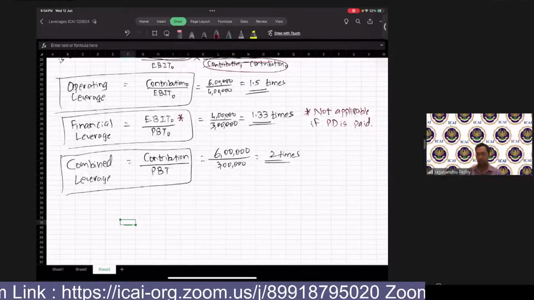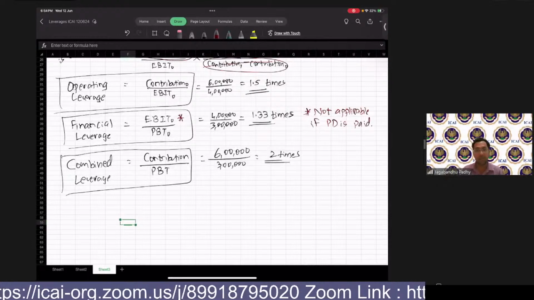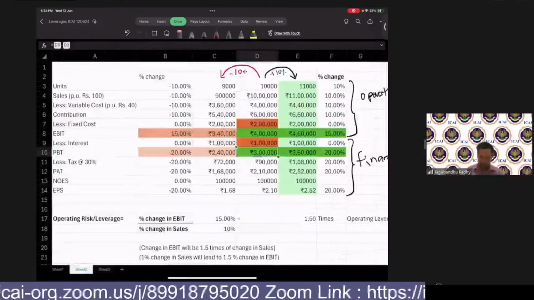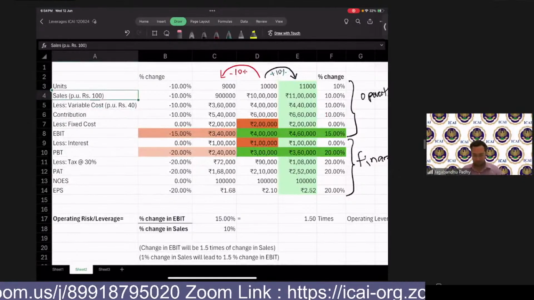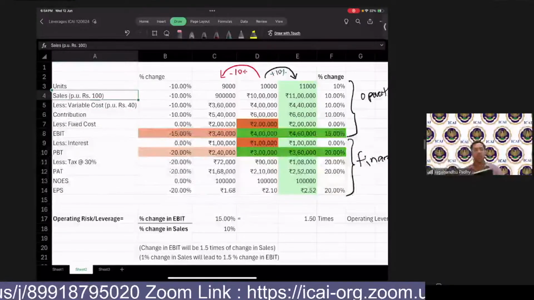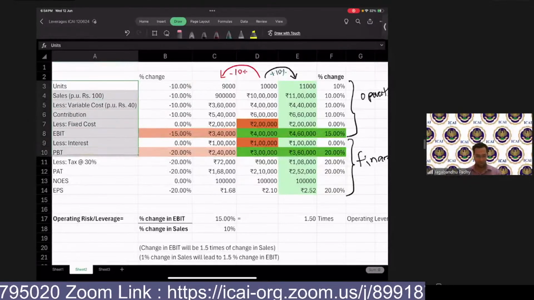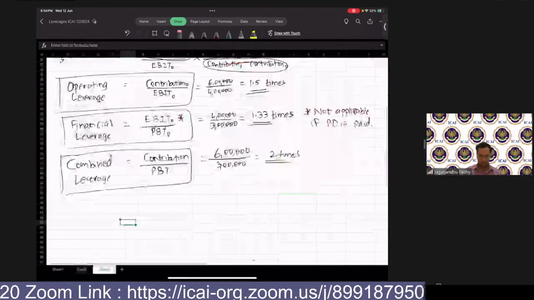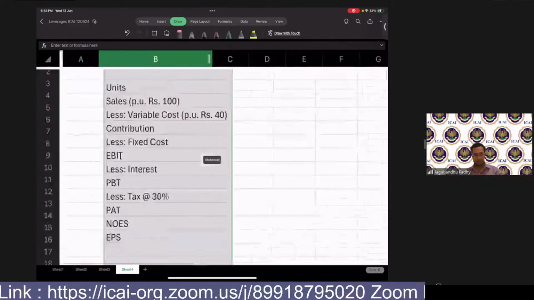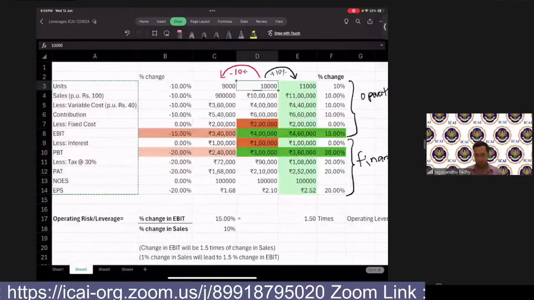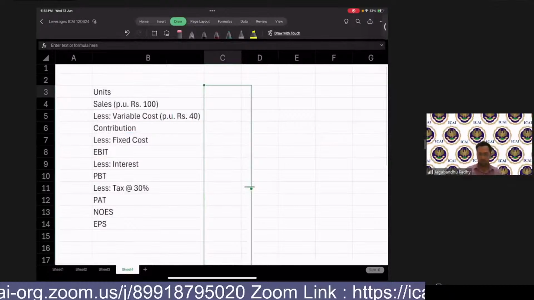So let me put up in front of you financial leverage when we have preference dividend. For that, let me take this same financial statement. I'm just going to add one more line item into this, which is the preference dividend, down in the entire income statement.